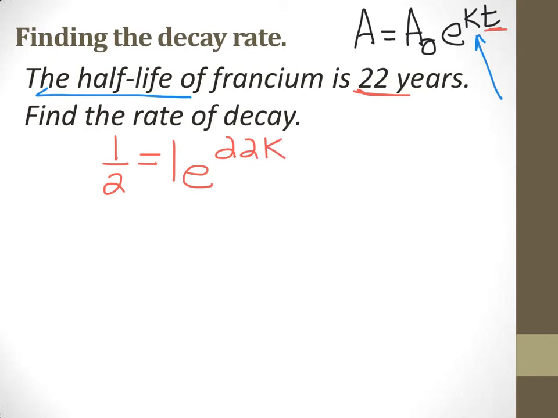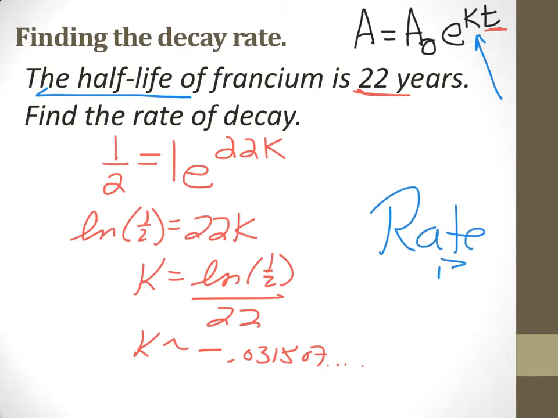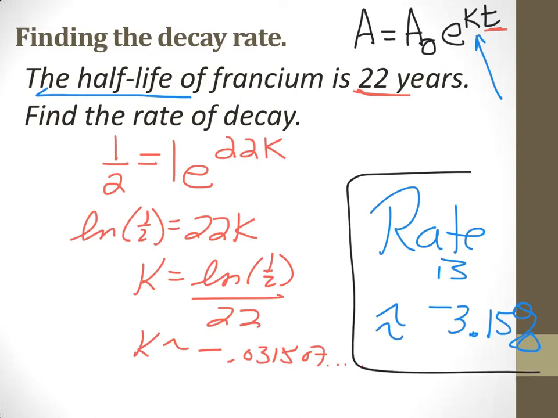We can now just convert to logarithmic form. Natural log of 1/2 is equal to 22K. So K is equal to the natural log of 1/2 divided by 22. Grab your calculator. So K is about negative 0.031507 and so on, right? So the rate is about negative 3.15%. And we found the rate.